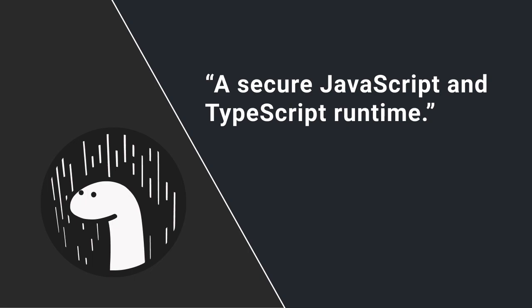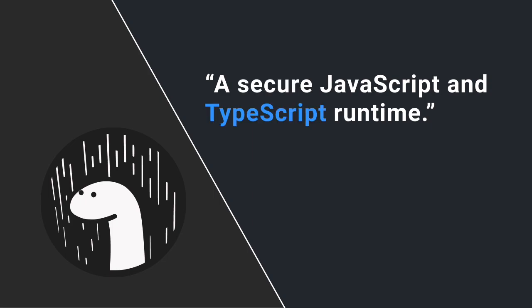Deno is a secure JavaScript and TypeScript runtime, similar to Node.js. In fact, the original developer of Node.js, Ryan Dahl, is also the developer of Deno. But there are some differences. First of all, Deno requires express permission for things like reading and writing files, and also network access. This is why Deno refers to itself as a secure runtime.